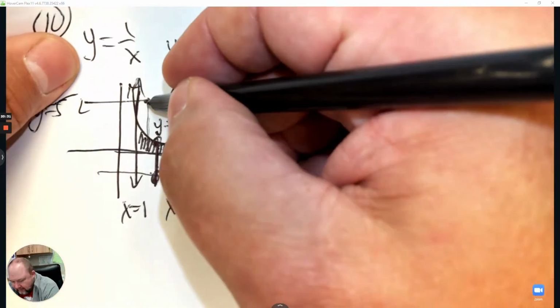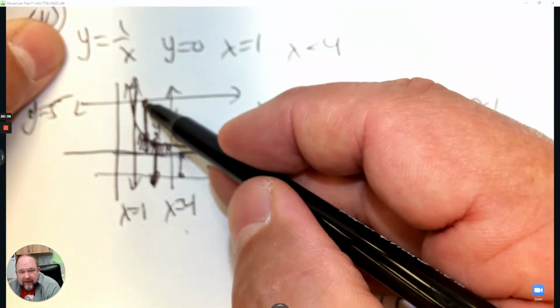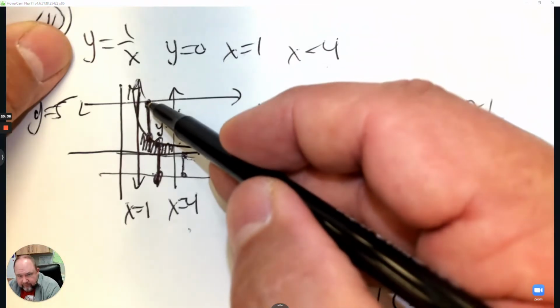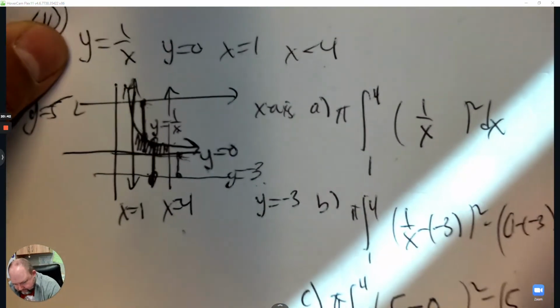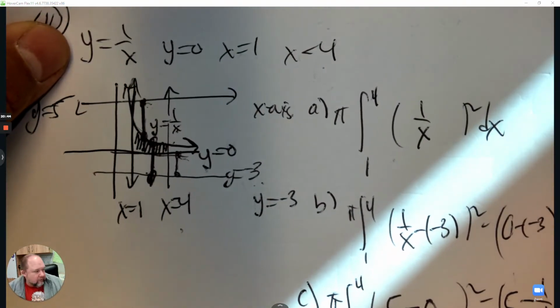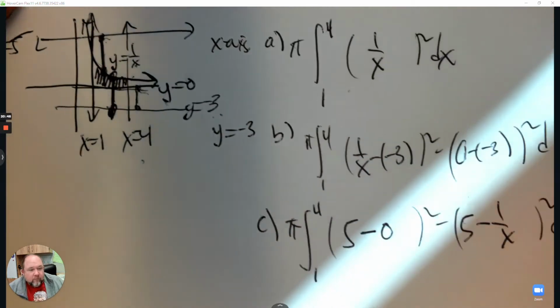And then the small radius would be 5 subtract the curve. So again, 5 subtract the curve would be the small radius. And there's your setup. Boop, there it is. All right, number 11.